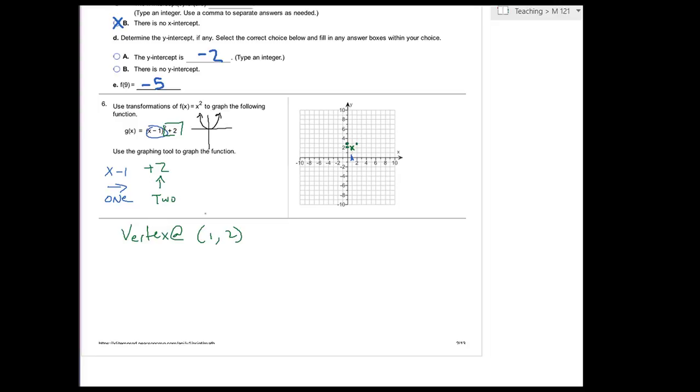Great. And then maybe if we want, we can put another point in here, like 4 minus 1 squared plus 2. That's 3 squared plus 2. That's 9 plus 2. That's 11. So at 4, it's at 11. That's up here somewhere. So we've got something at which to aim. And then we come over here, and that's our graph.